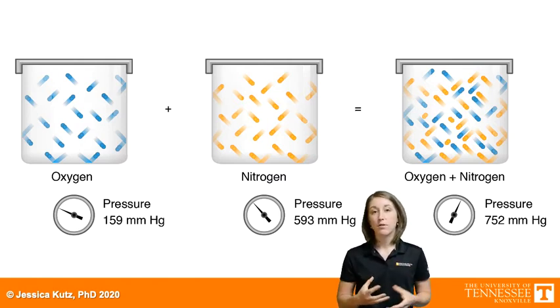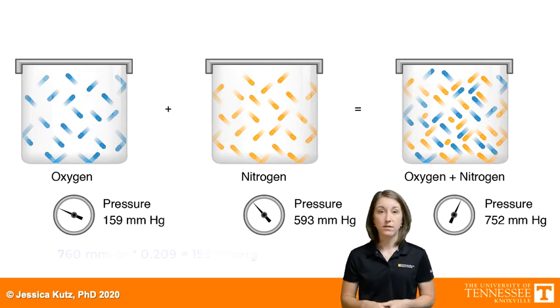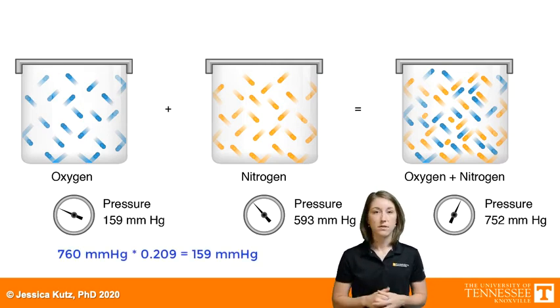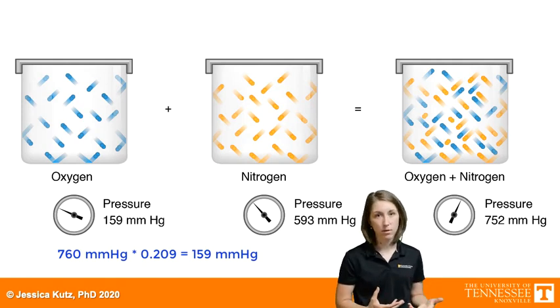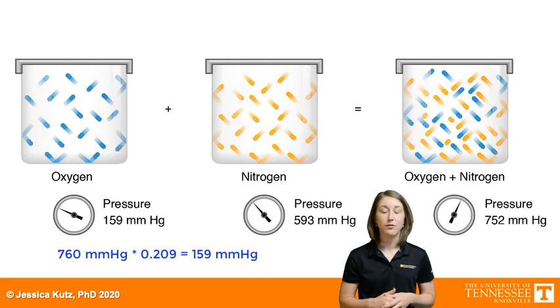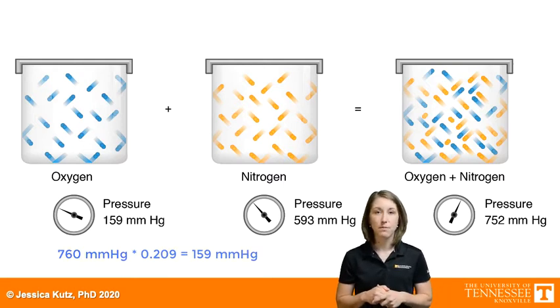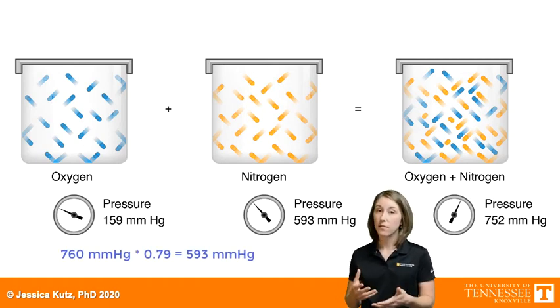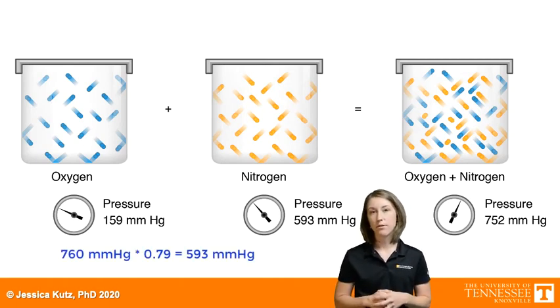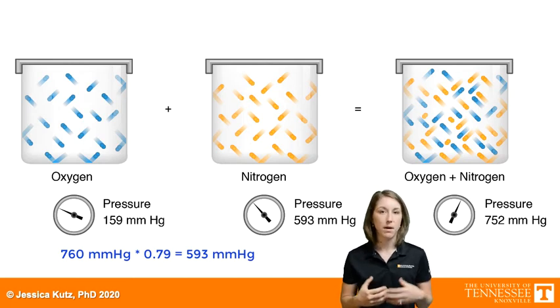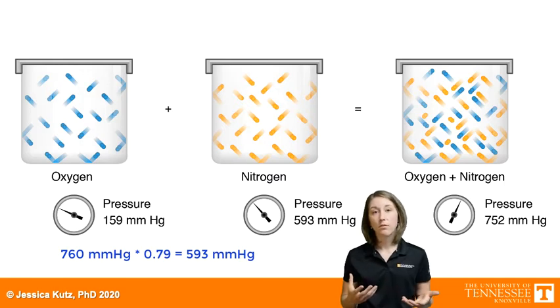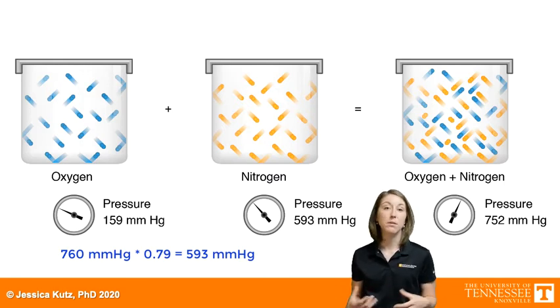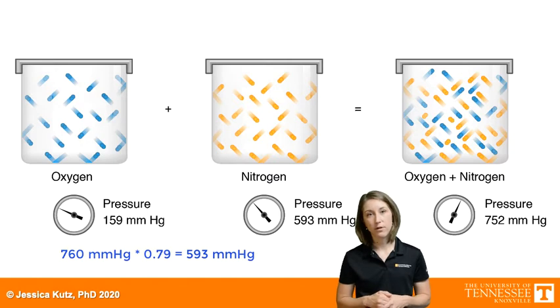So if I wanted to calculate the partial pressure of each of these gases, I would take 760 millimeters of mercury, and for oxygen, I would multiply by 20.9%, and I should get roughly 159 millimeters of mercury. Now, if I do that same thing with nitrogen, I'm going to take 760 millimeters of mercury and multiply it by 0.79, the percentage of nitrogen in the air. And I'm going to get roughly 593 millimeters of mercury for the partial pressure of nitrogen.